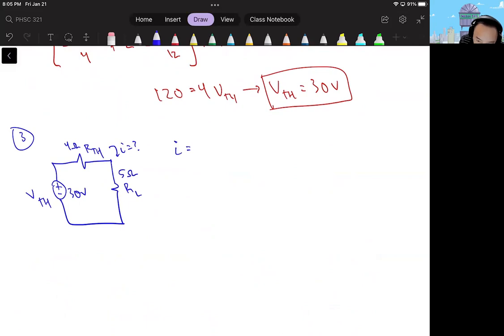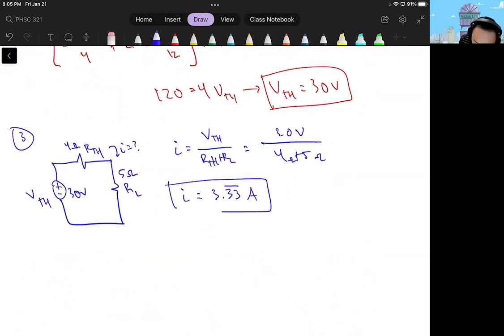So I is equal to VTH over RTH plus RL, which is equal to 30 volts all over 4 plus 5 ohms. When we solve for the current, it is equal to 3.33 amps, like so. All right, and that's how you use Thevenin's theorem.